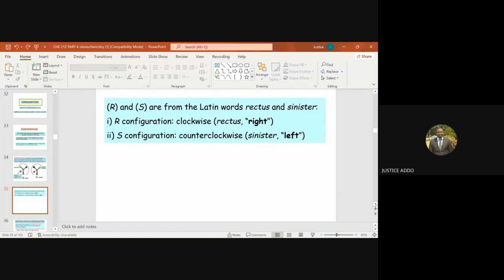So the R and S are from the Latin words rectus and sinister. R configuration, which is the clockwise, means rectus. So wherever you see the Latin word rectus, it means right direction, right hand direction, clockwise direction. Whereas the S configuration is the counterclockwise or the anti-clockwise, which is the left hand direction.